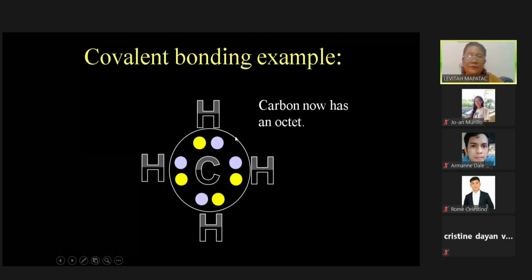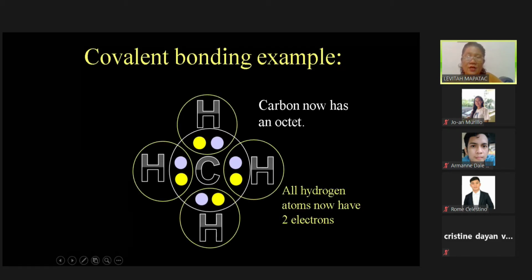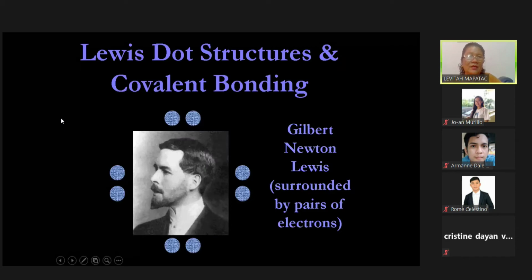So, this is what is meant by covalent bonding, meaning sharing of electrons. Okay? Next. Carbon now conforms to the octet rule, meaning 8 electrons. All hydrogen atoms now have 2. Hydrogen is the only element with a maximum of 2 electrons, but the rest will have 8 electrons. So that is the Lewis dot structure and covalent bonding.